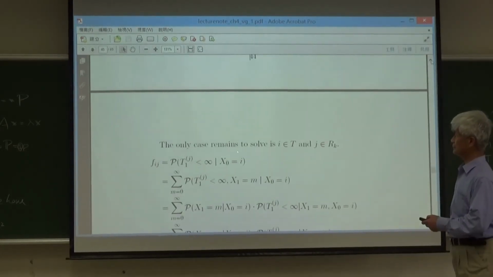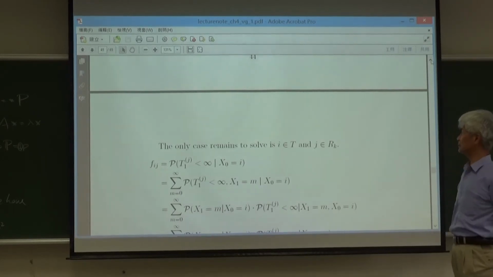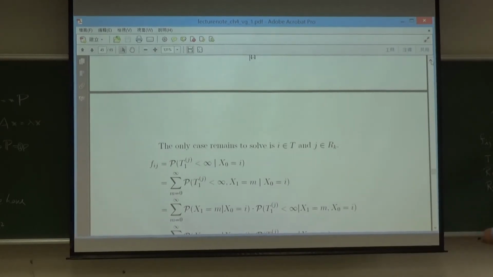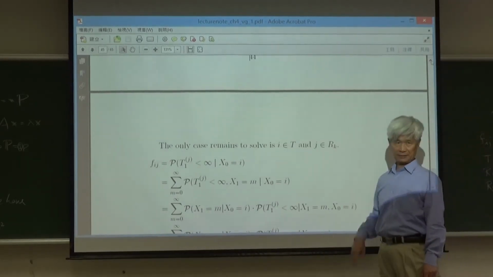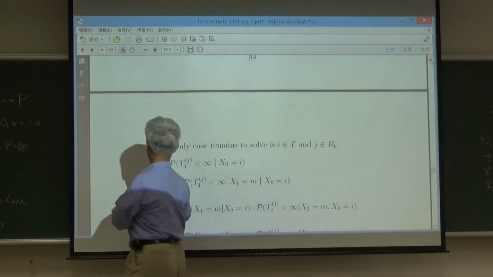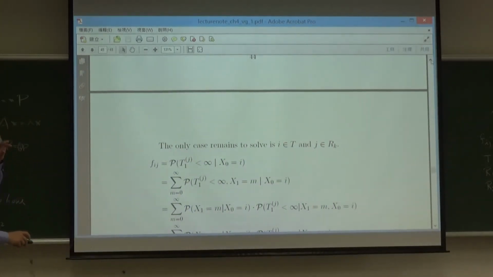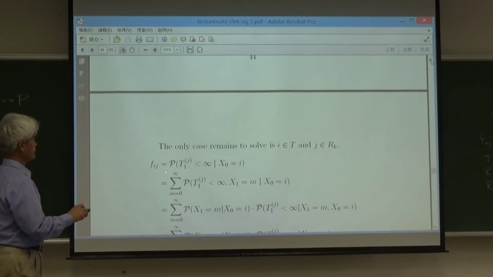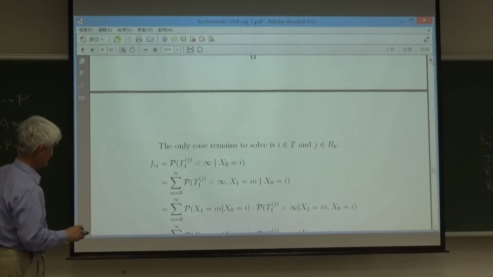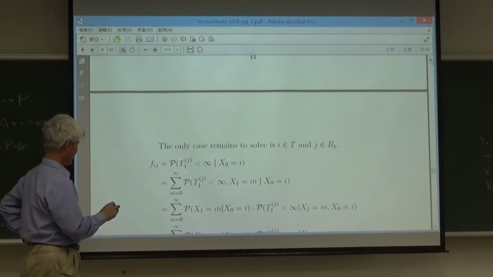Right, so now this is the only case left. What remains to solve is that i is transient, but j is in a certain recurrent class. So F_ij here is that we start with a transient state, and then we want to know whether we eventually visit the recurrent state j.